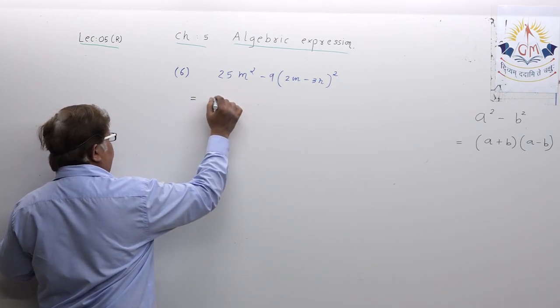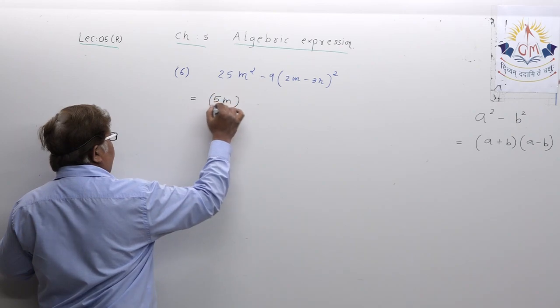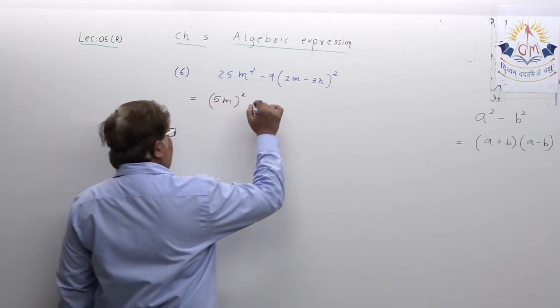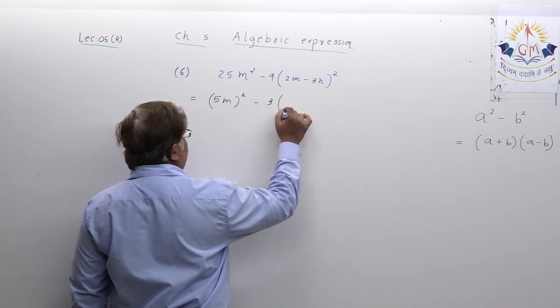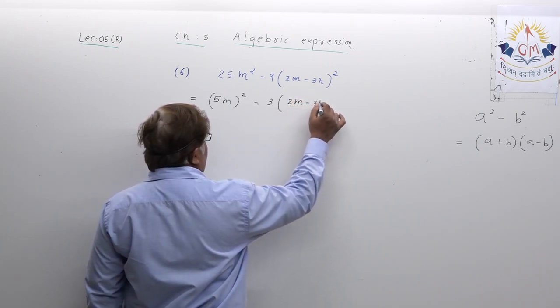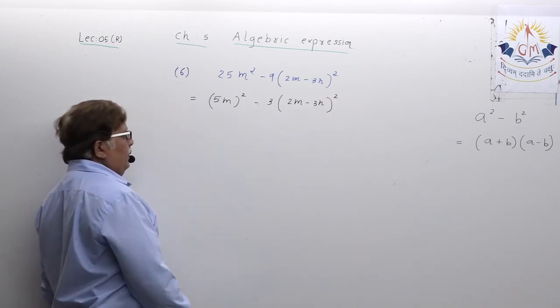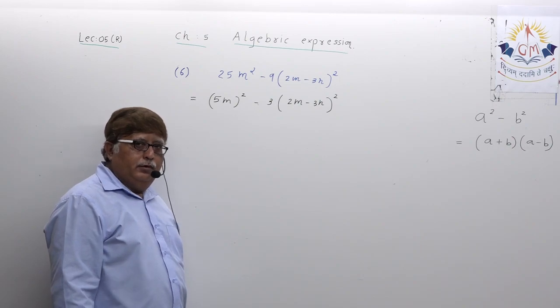Square root of this, what should I write? 5m whole square. Square root of this, 3, 2m minus 3n whole square. Is it clear? Okay.